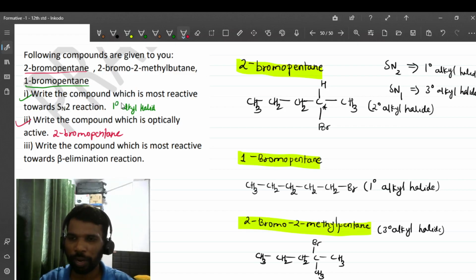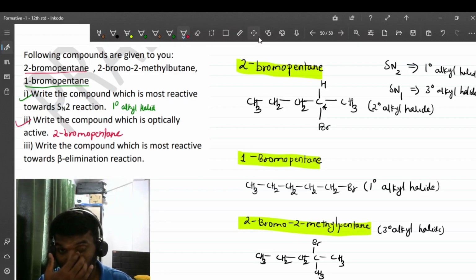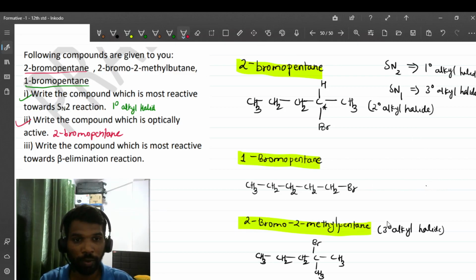Then the last is, write the compound which is most reactive towards beta elimination. Now, what we'll do is write the eliminated product, the dehydrohalogenation product. We'll write the most stable product of the dehydrohalogenation. Okay, so here we'll do this.